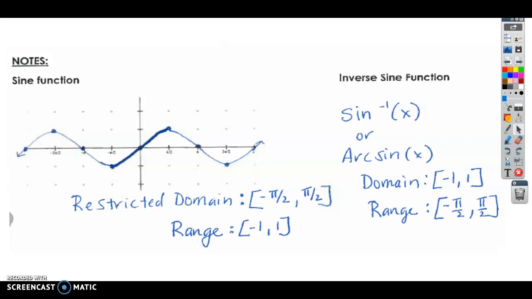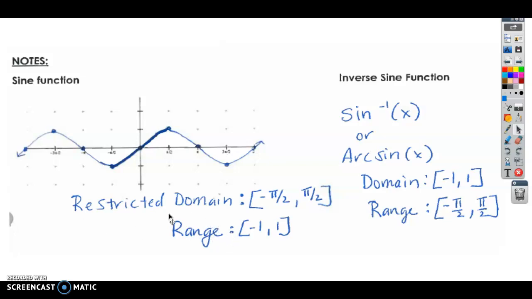This is from the video that you should have watched before this about the domain and the range of the sine, cosine, and tangent functions and their inverses. So you really just need to know that in order for the inverse to be a function, we have to restrict the domain of the function or the range of the inverse function, basically.